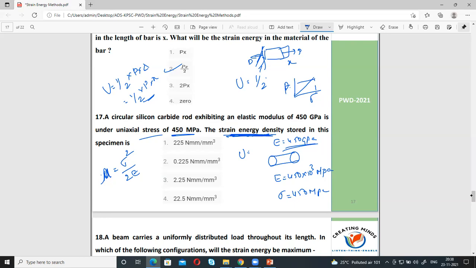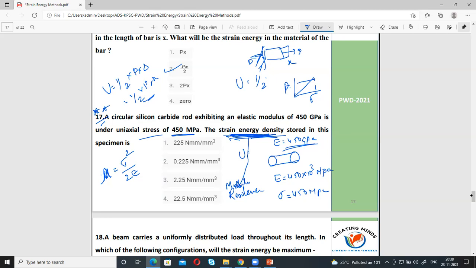He may ask strain energy density also as modulus of resilience. Both are the same. That's why this is a very, very important question. Yes, sir. He may ask strain energy density or, in other words, resilience or modulus of resilience.